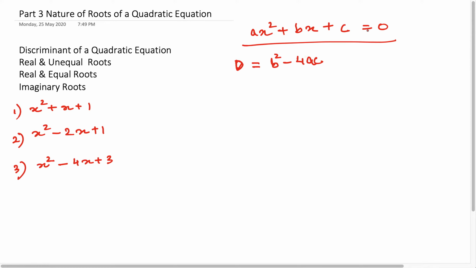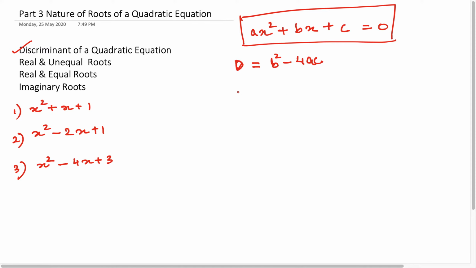So in a quadratic equation which is denoted in its standard format by ax square plus bx plus c equal to 0, the value of the discriminant is equal to b square minus 4ac. Okay, and this is the discriminant of a quadratic equation, always denoted by b square minus 4ac.